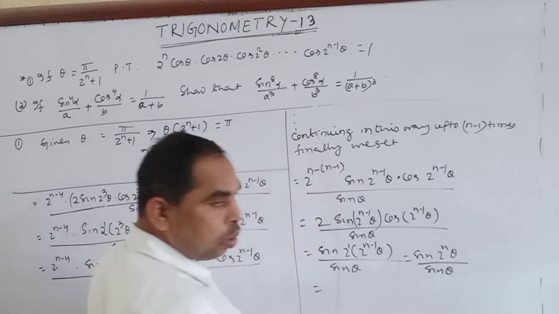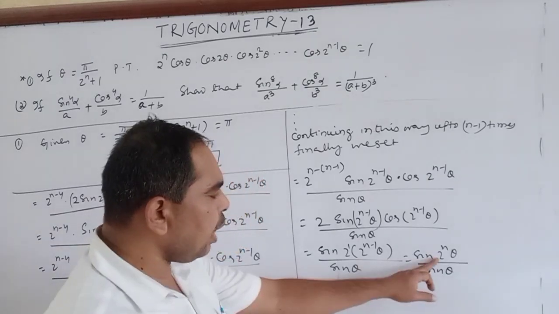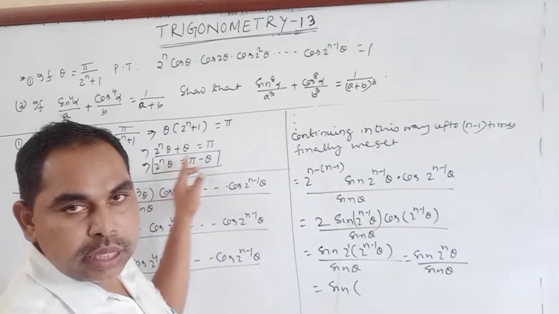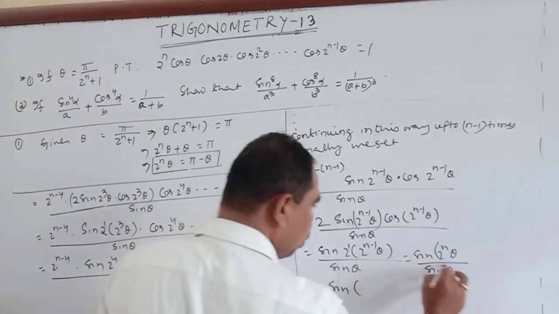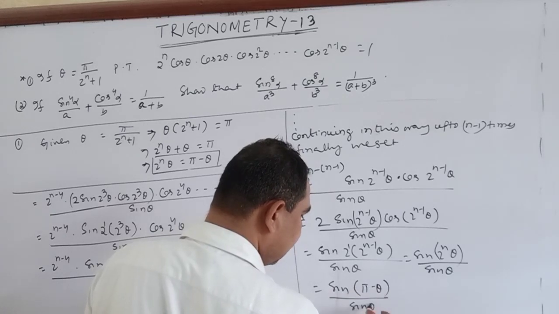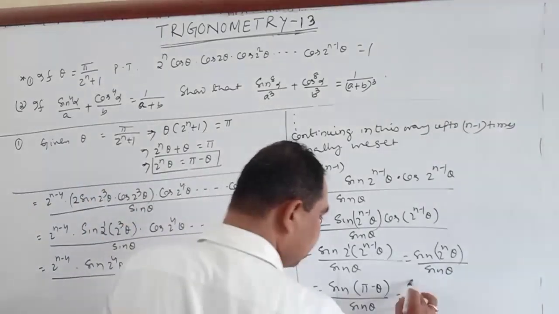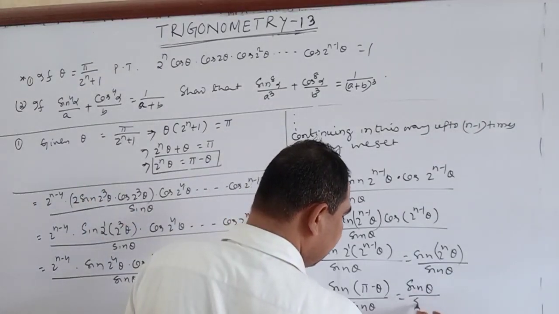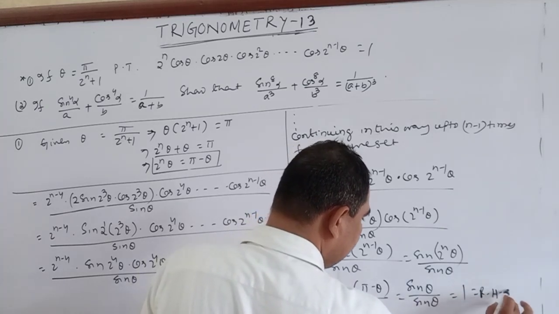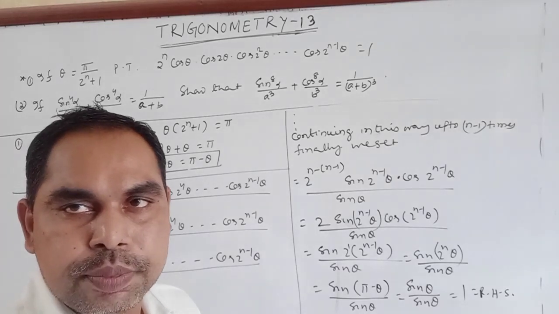So this is equal to sin 2^nθ, and 2^nθ means π minus θ. So put here sin(π minus θ) divided by sin θ. But sin(π minus θ) is what? sin(π minus θ) is plus sin θ. So sin θ divided by sin θ is equal to 1. This is equal to RHS. Okay.